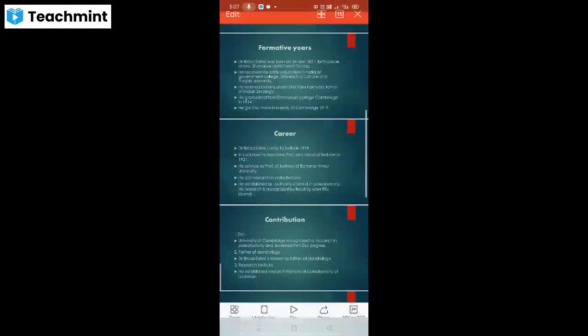Now, let's move on to the career of Dr. Birbal Sahni. In 1919, Dr. Birbal Sahni came to India. He served as professor of botany at Banaras Hindu University. In Lucknow, he became professor and head of botany in 1921. He did research in paleobotany. He established himself as an authority scientist in paleobotany and his research is recognized by leading scientific journals.